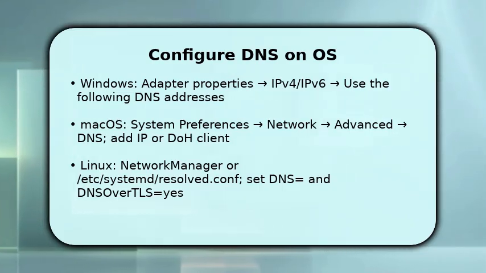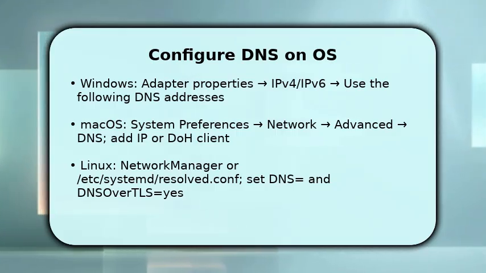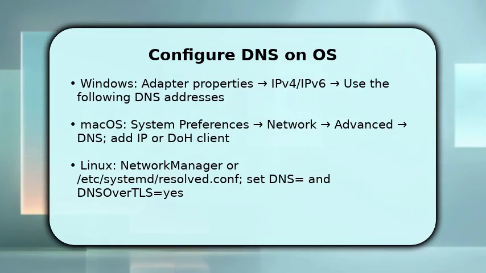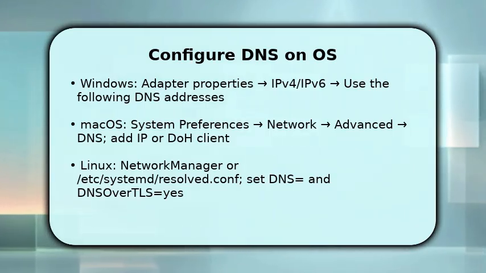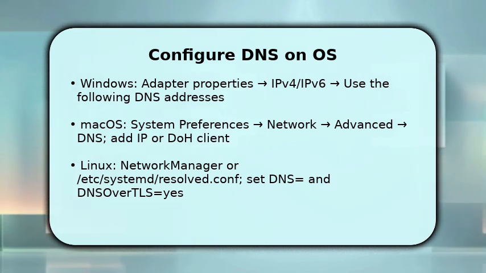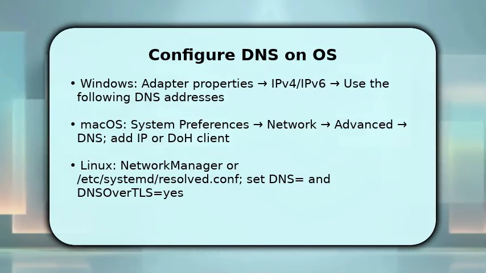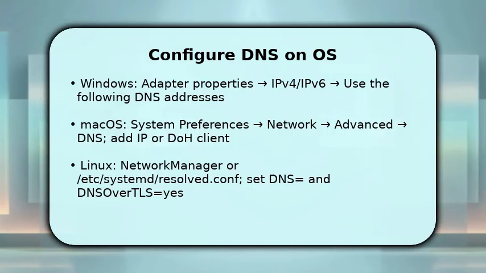On macOS, add the server under Network, Advanced, DNS, and configure a DoH client if required. On Linux, use NetworkManager or edit systemd-resolved to set DNS= and enable DNS over TLS if supported. After entering addresses, save and restart the network interface. This applies the new routing for DNS queries immediately.